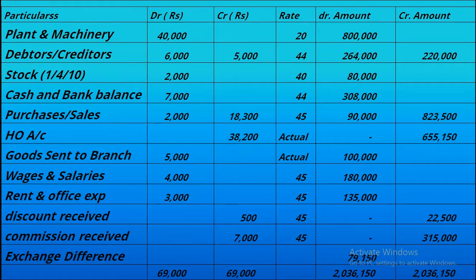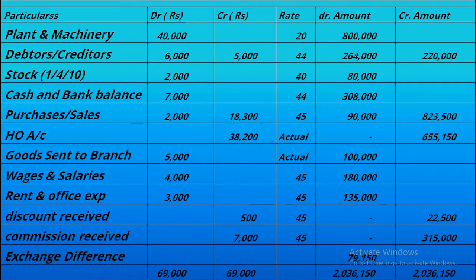But as you know, we have multiplied different items with different exchange rates, so definitely you will find a difference in the trial balance which is expressed in rupees. So the difference will be called the exchange rate difference. The amount may appear on the debit or credit side.